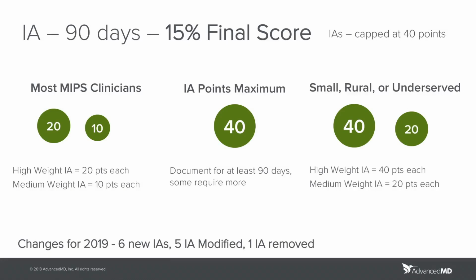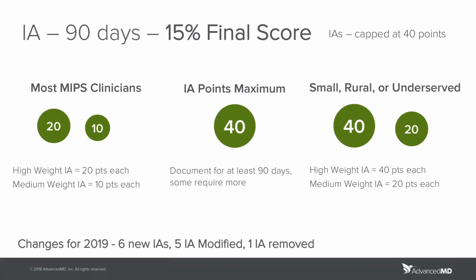So small practices, points are doubled, and you'll want to do as many as you can to get 40 points. If you get more than 40 points, that doesn't help you. You don't get more than 15% of your final score. So 15 points toward the 100 needed for your final score is from improvement activities.